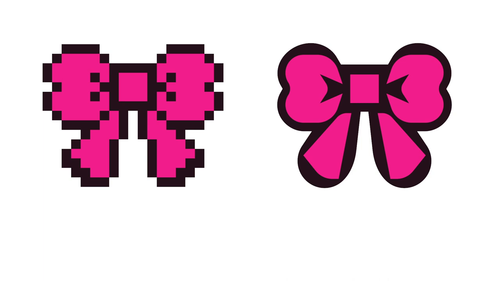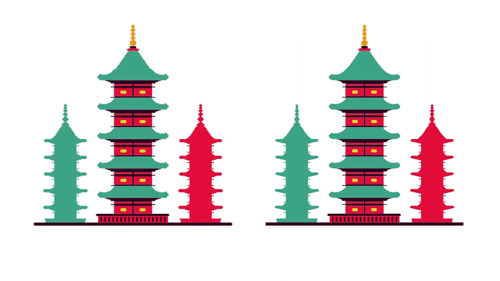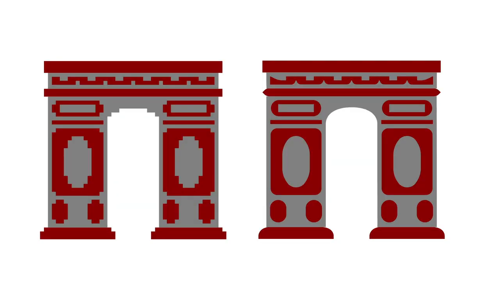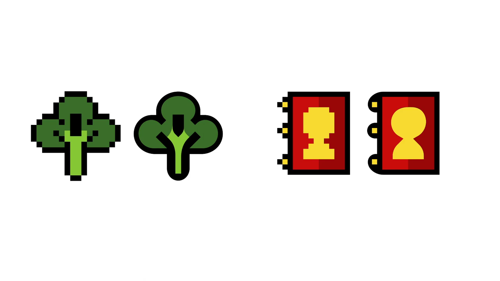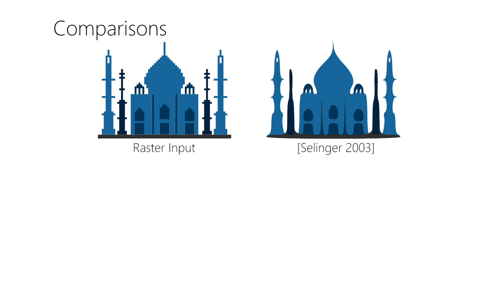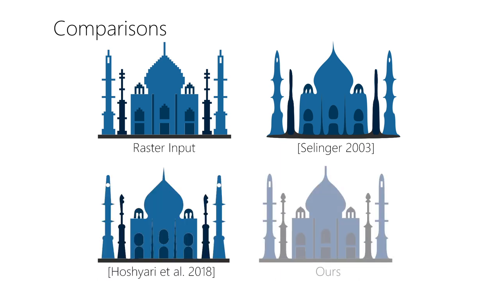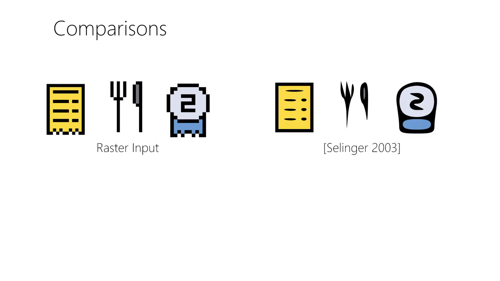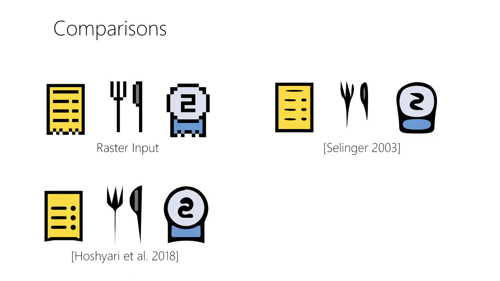Here we show a variety of vectorization results produced by PolyFit. Our results are consistently well aligned with viewer expectations on both high and low resolution inputs. Our outputs are better aligned with human expectation than those produced by earlier methods. This advantage is most noticeable on low resolution color inputs, where previous methods perform particularly poorly.